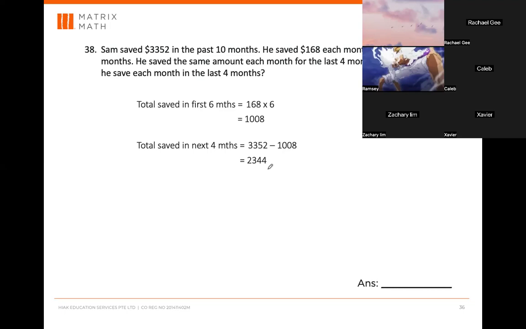The question asks, how much did he save each month in the last 4 months? So in 4 months, he saved 2,344. So each month, how much did he save? It will be 2,344 divided by 4. So in the last 4 months, he saved $586 every month. Okay, take note of these questions because a lot of you got it wrong. The percentage of students getting these wrong is actually very high.